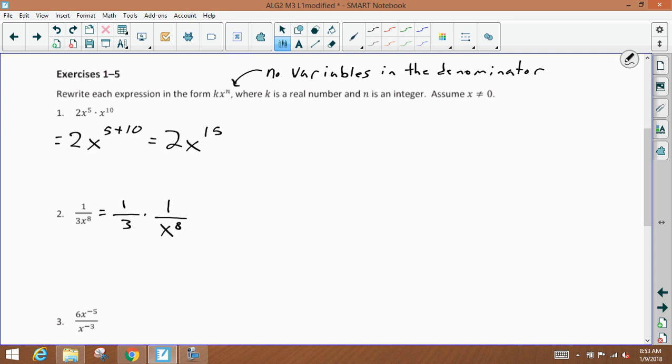So, they don't want me to leave it like this, right? So I'm going to change everything to x to the negative 8.